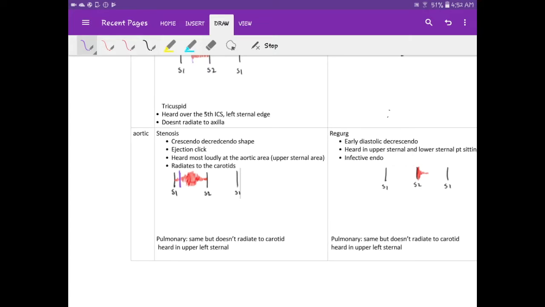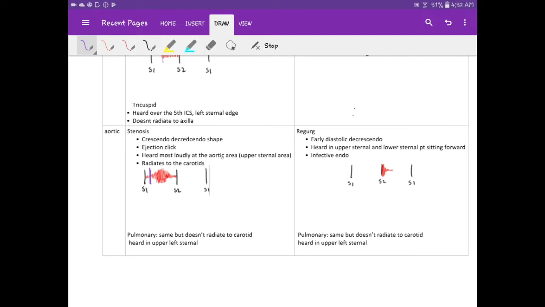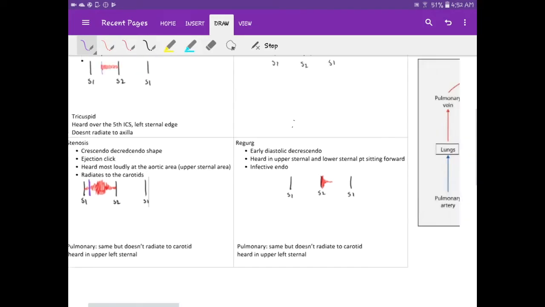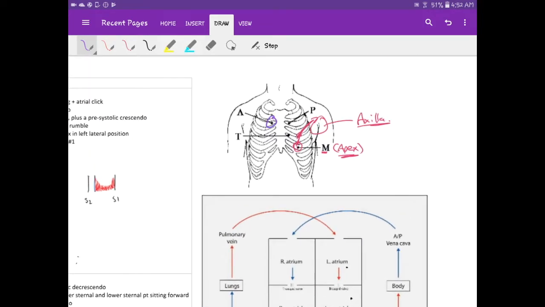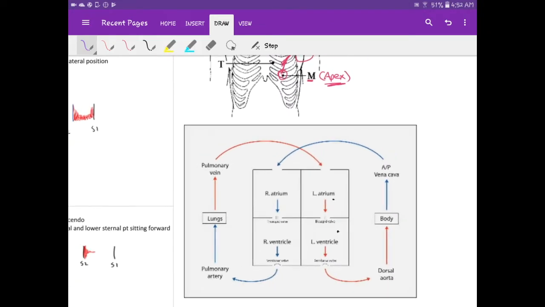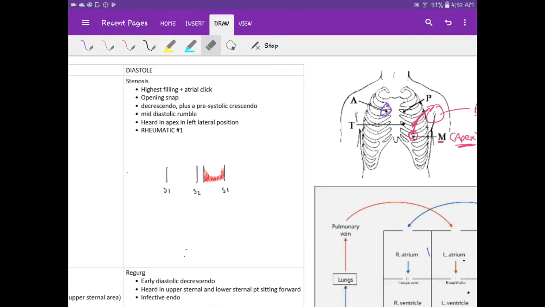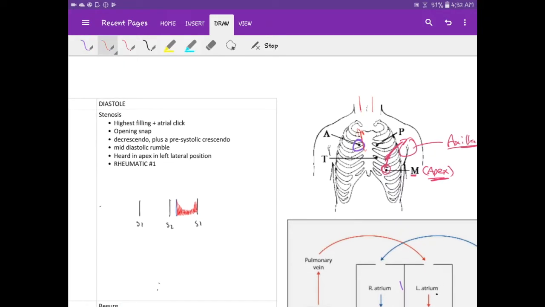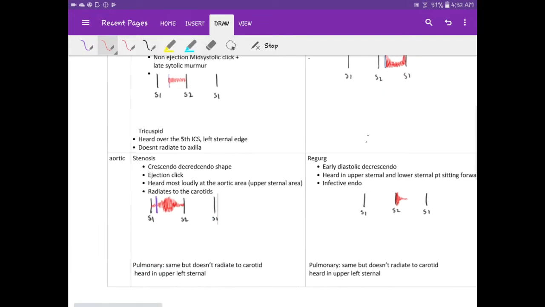So I should draw that ejection click. Some people start drawing the crescendo-decrescendo shape after the click. Some people just show the click. Heard most loudly in the aortic area, which makes sense, the upper sternal area. If we move to here, the aortic area is here. Remember, my diagram shows the aorta being here, but obviously, if you look at the real heart, it goes up here, but I just made it simplistic. So the aorta is here, and where does it radiate? Well, if there's an aortic stenosis and the blood is moving this way, then it has to radiate to the carotid, which is here. So it radiates to the carotid.